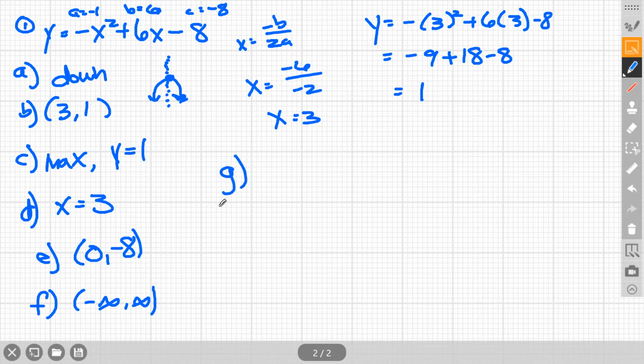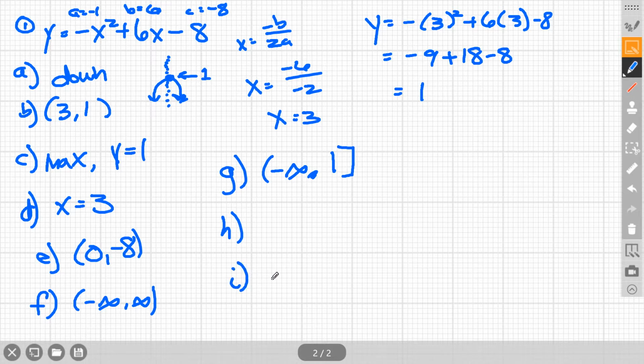G is the range. If we look at the little sketch I made, it goes down and then comes up to the maximum, which is at 1. So the minimum value is -infinity because it goes down forever, but the maximum value is 1 because it stops at 1. So the range is from -infinity to 1. H, graph it. My graph's not really that great, so I'll graph it over here in a second.